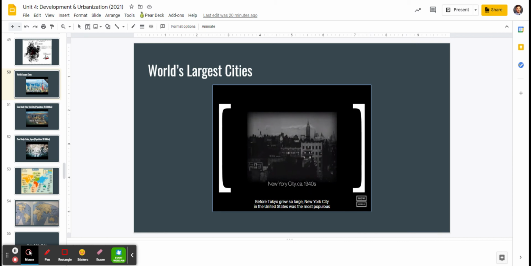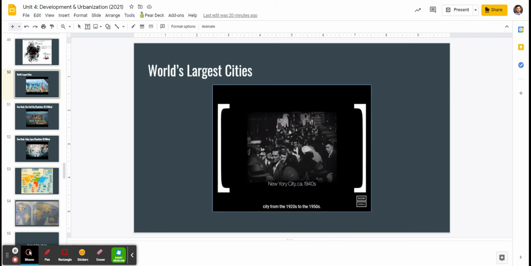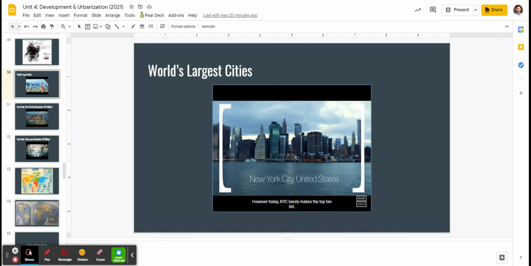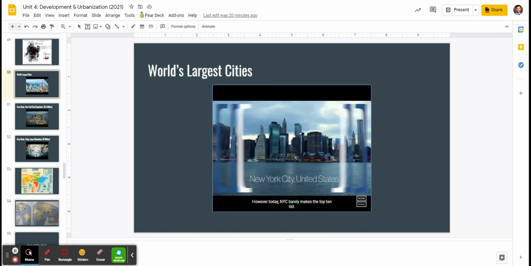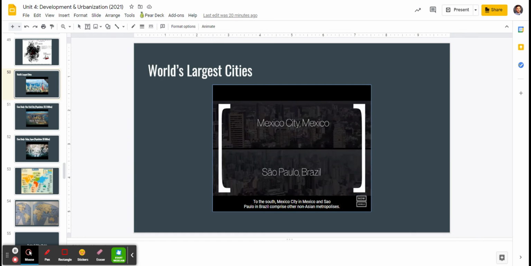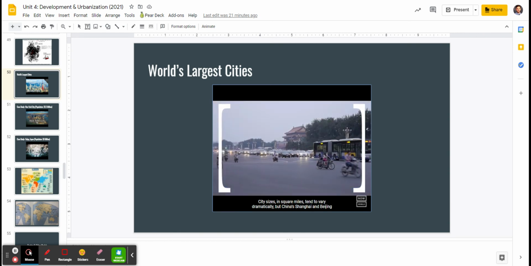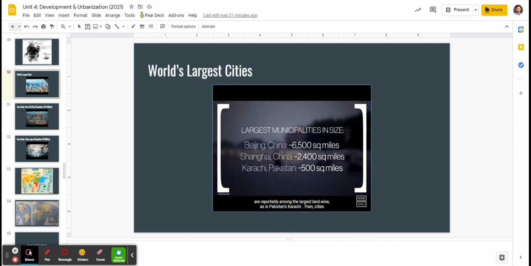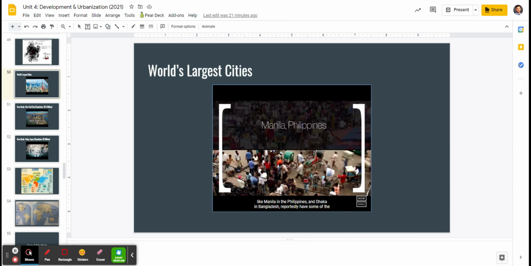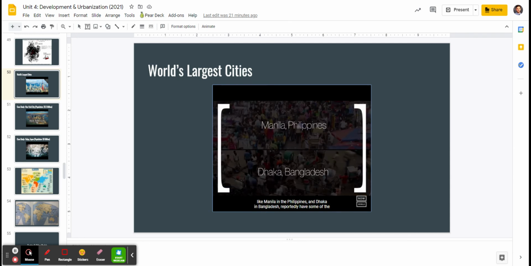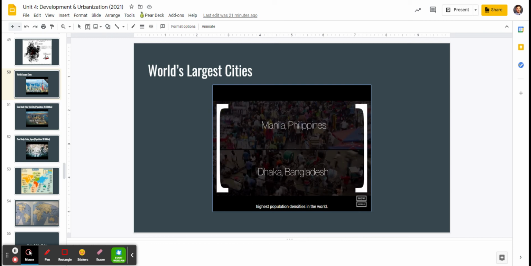Before Tokyo grew so large, New York City in the United States was the most populous city from the 1920s to the 1950s. However, today, NYC barely makes the top 10 list. To the south, Mexico City in Mexico and Sao Paulo in Brazil comprise other non-Asian metropolises. The world's largest cities are sometimes measured in terms of population density and land size. Asian cities, again, are at the top of these rankings. City sizes in square miles tend to vary dramatically, but China's Shanghai and Beijing are reportedly among the largest land-wise, as is Pakistan's Karachi. Then, cities like Manila in the Philippines and Dhaka in Bangladesh reportedly have some of the highest population densities in the world.